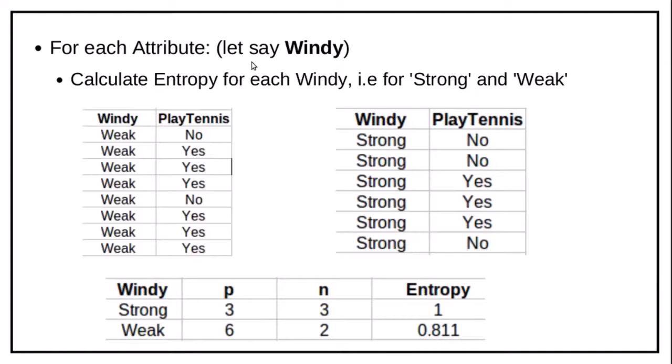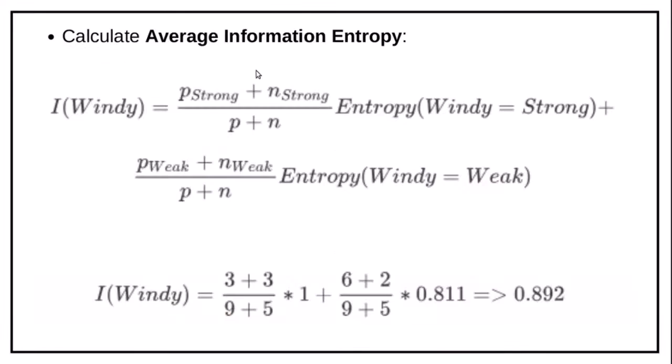Now we are left with the last attribute, that is windy, and in windy we again have strong and weak. So we will make the table with respect to strong and weak, then we will see how many positive and negative examples are there, and then we will calculate the entropy. Now after that, again the average information entropy.